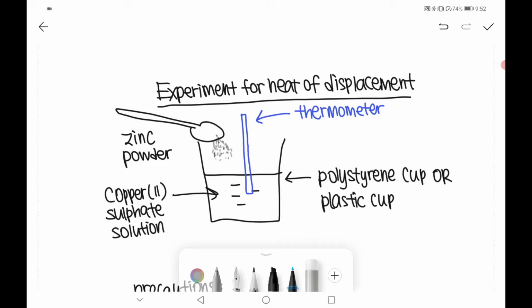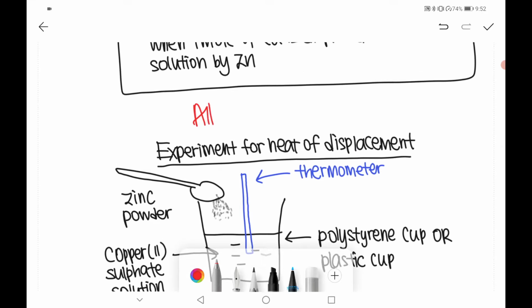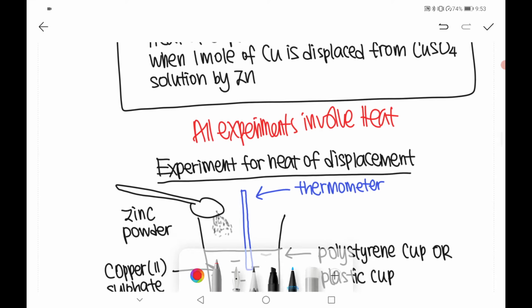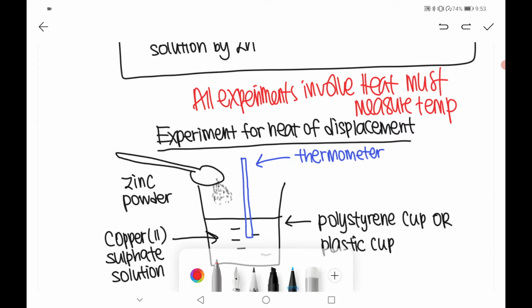And the most important thing here is you will see a thermometer. All the experiments that involve heat, for example heat of displacement, heat of combustion, heat of neutralization, heat of precipitation, you must measure the temperature. That's why we need a thermometer here. So the thermometer is used to measure the heat here.